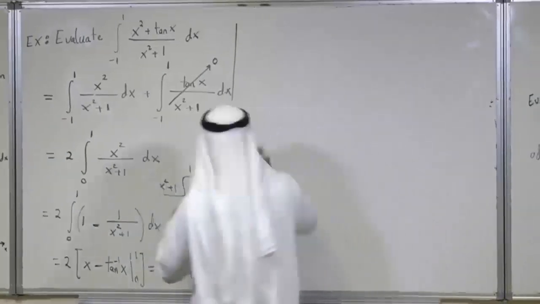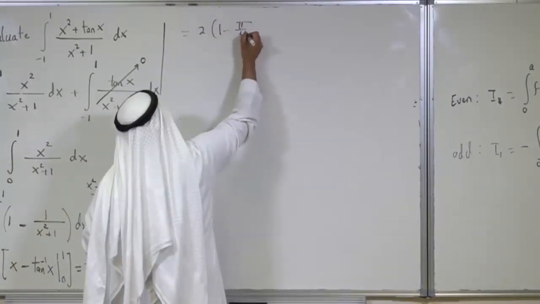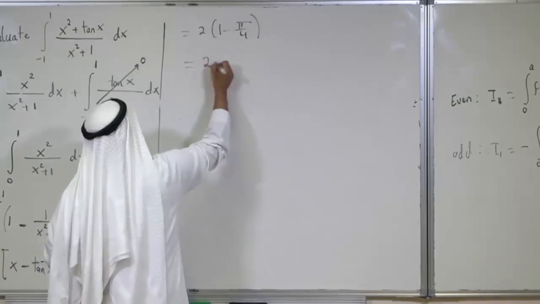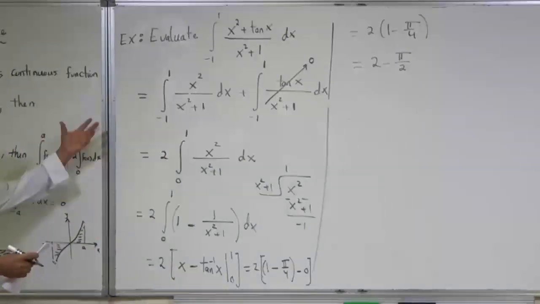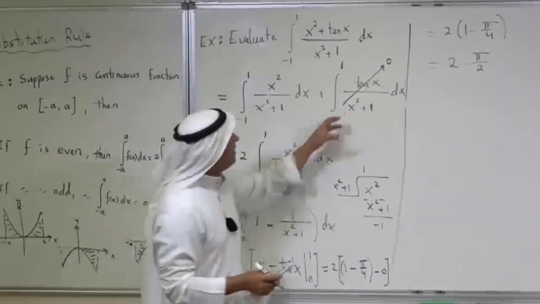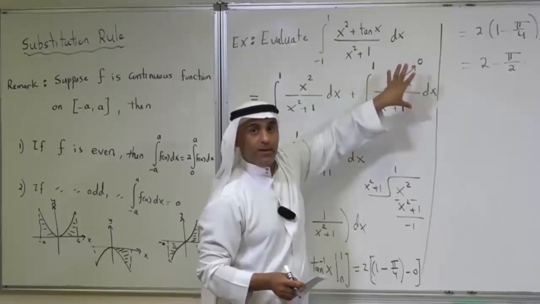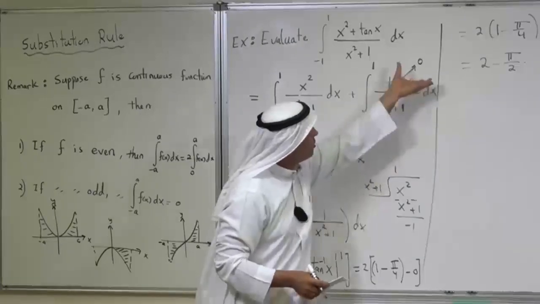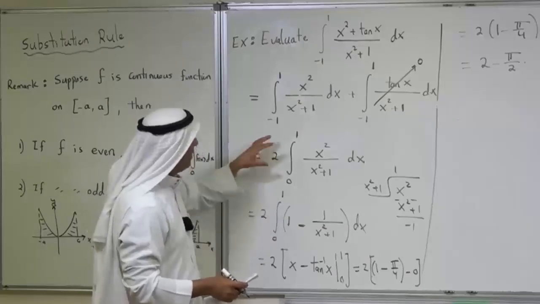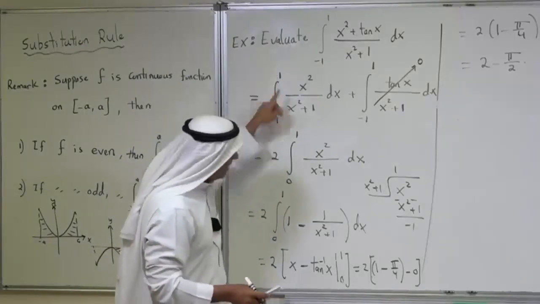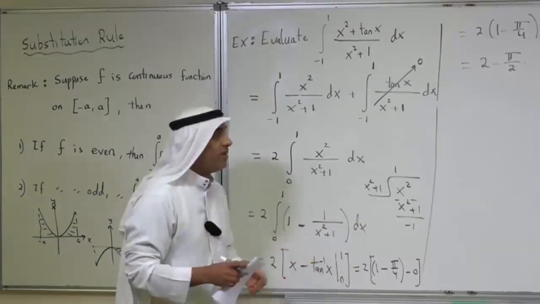So the final answer will be equal to, as we said, 2 times 1 minus pi over 4, which is actually equal to 2 minus pi over 4. That is one example. You can see now this nice property simplified a lot. First, it is cancelling one part of the integral, which is an odd function that goes to 0. And second, it is also simplifying the evaluation part. Instead of evaluating from -1 to 1, instead of substituting -1 and 1, I'm just substituting 1 and 0. That is much easier to evaluate.